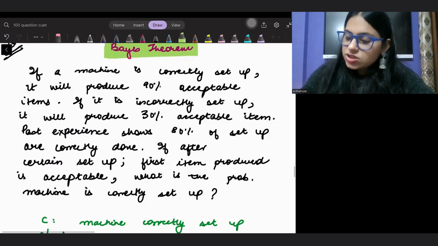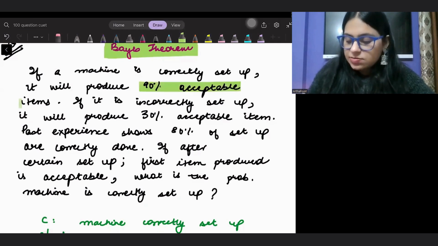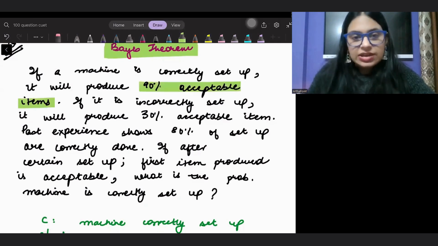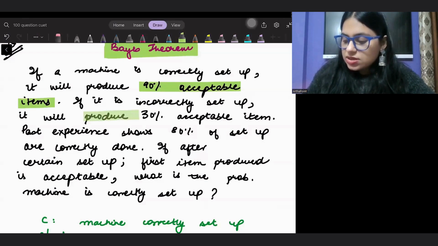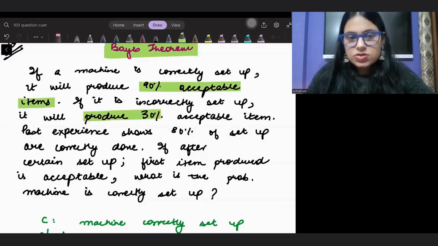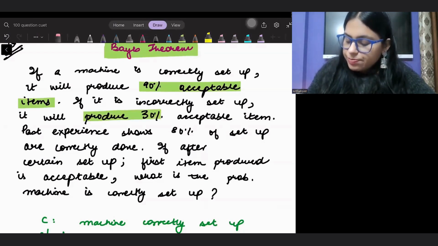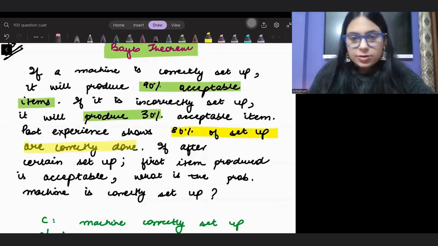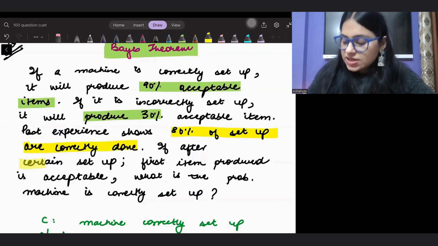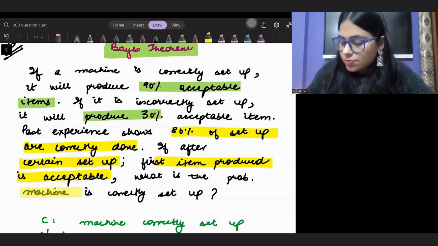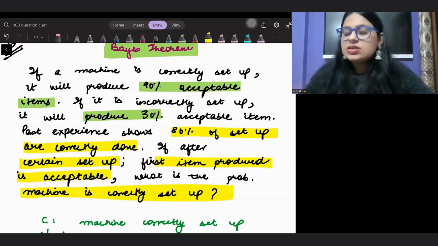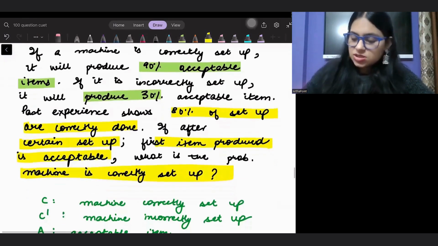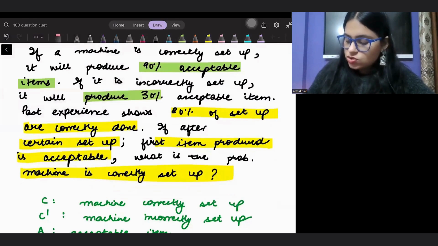It says if a machine is correctly set up, it will produce 90% acceptable items. If it is incorrectly set up, it will produce 30% acceptable items. Past experience shows 80% of setups are correctly done. If after a setup is done, the first item produced is acceptable, what is the probability the machine is correctly set up? Okay, let's try to do this question.